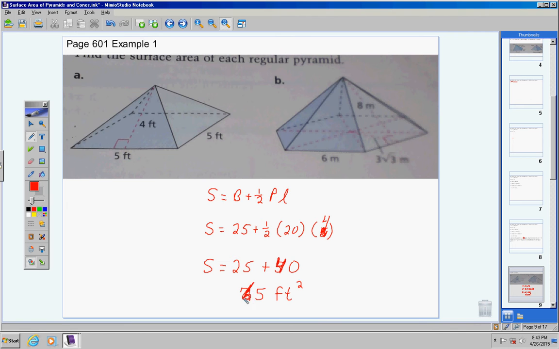So grab your erasers. You know, when you have Mr. Earhart teaching you, there'll be plenty of mistakes. So fix your notes real quick. Make that a 4, make that a 40, make that a 65, and let's continue on.